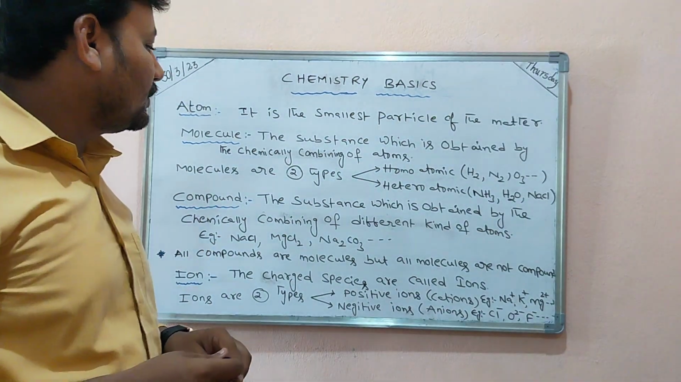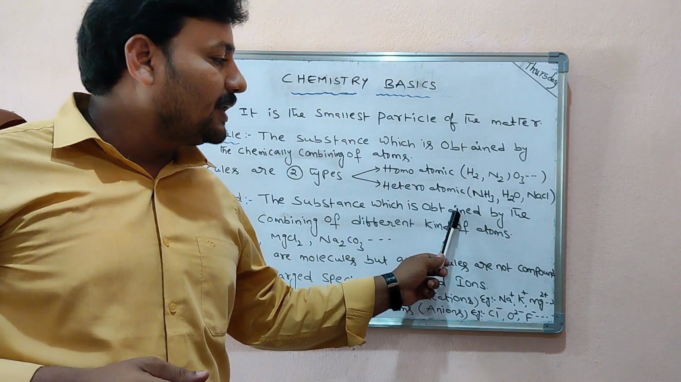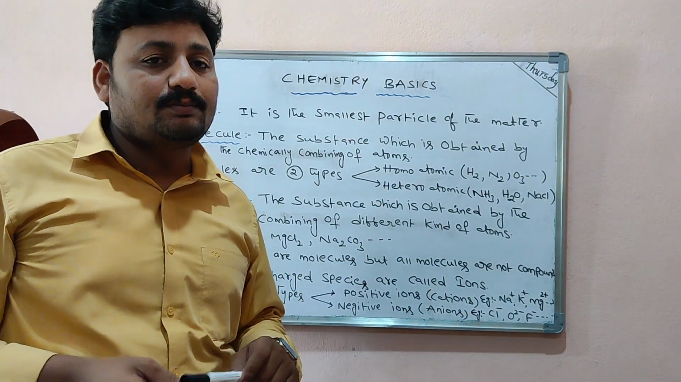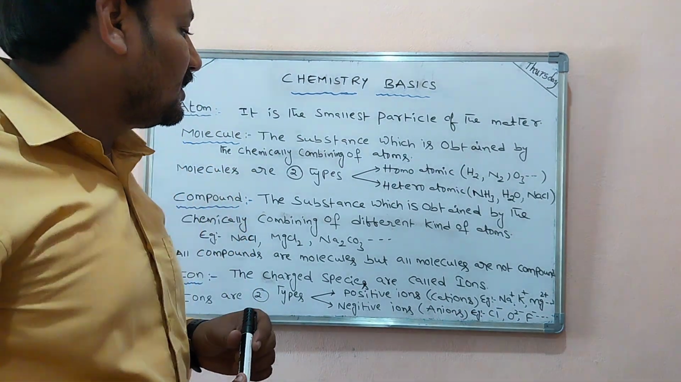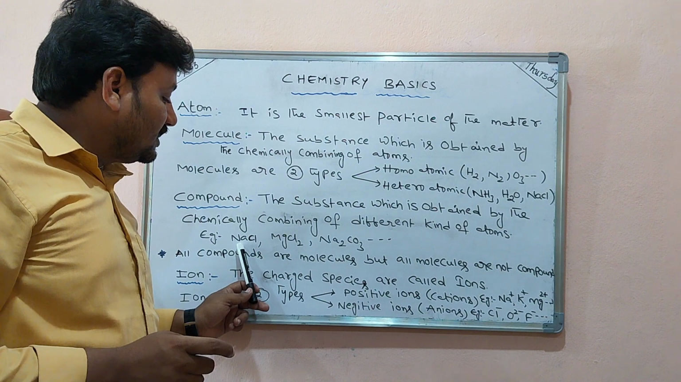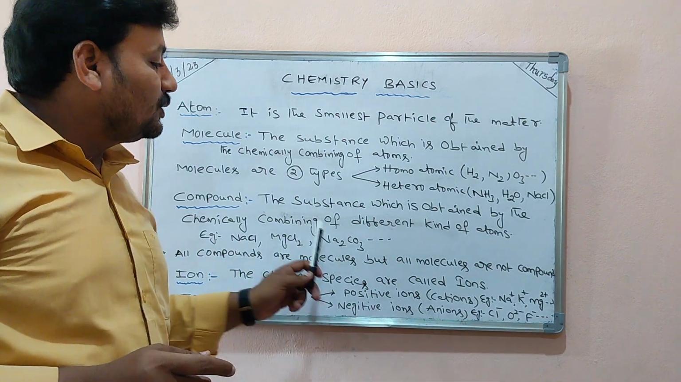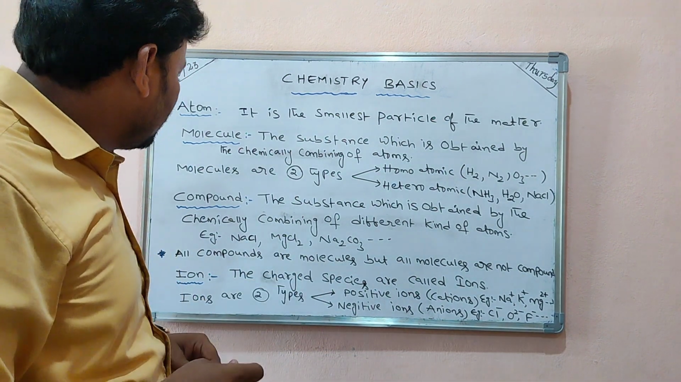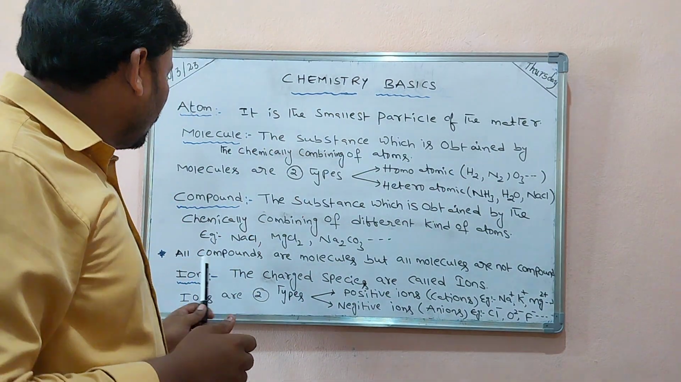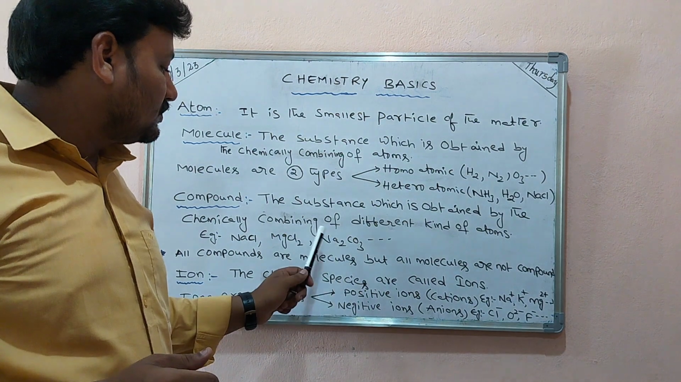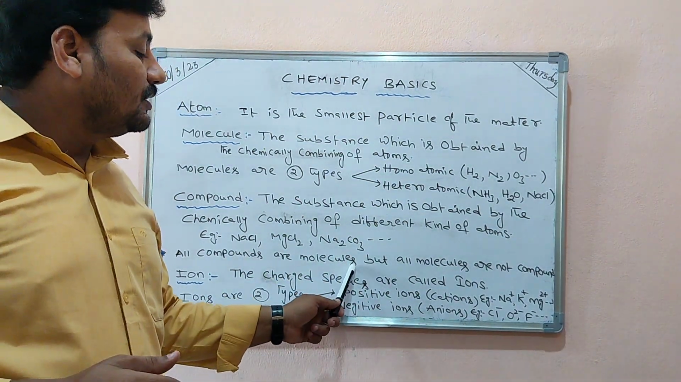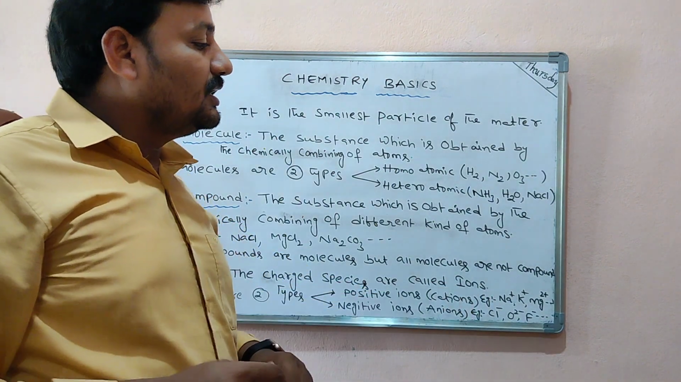After that, we are going with compound. What is a compound? The substance which is obtained by the chemical combination of different kinds of atoms. Examples of compounds: NaCl, MgCl2, Na2CO3. So what is the difference between a molecule and a compound? Do you have a doubt? All compounds are molecules, but all molecules are not compounds.